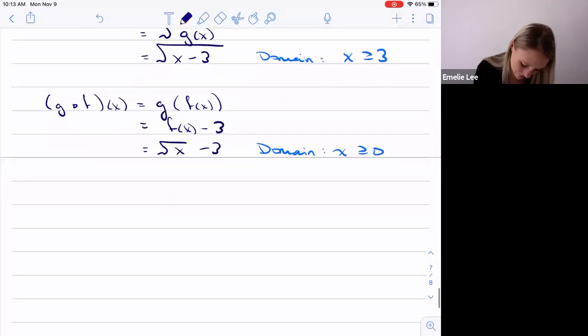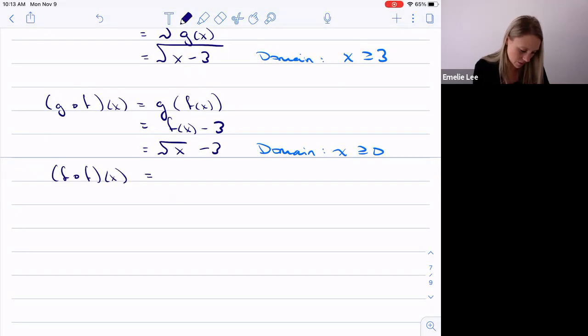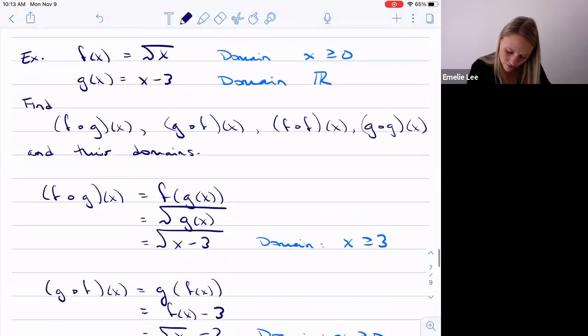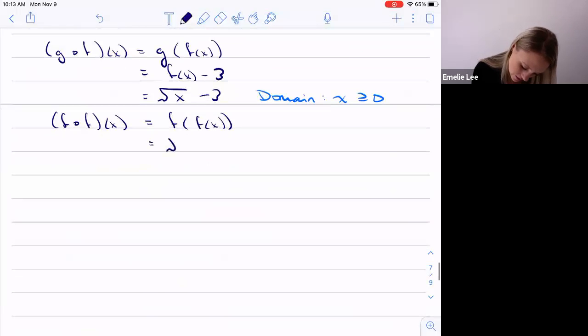The next thing we wanted to do was f composed with f of x. Got a page break, so I'm going to put it at the top of the page. f of x is root x, so now I'm taking the root of f of x, I'm allowed to do that. So this is the root of f of x, which is the root of root x.